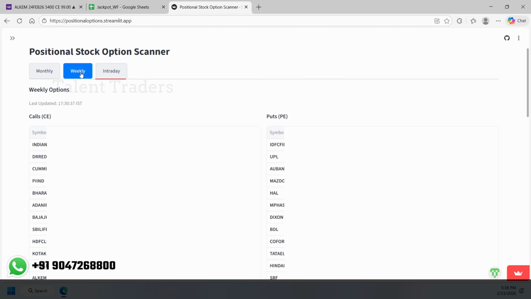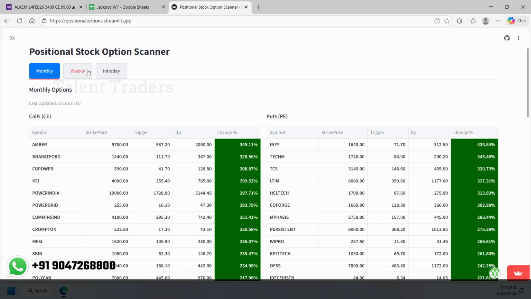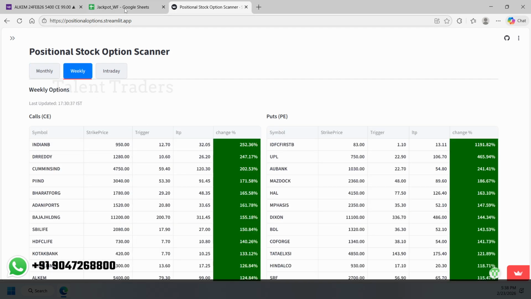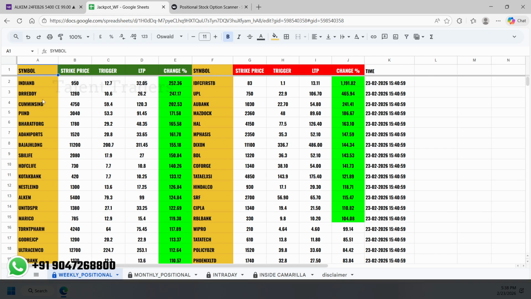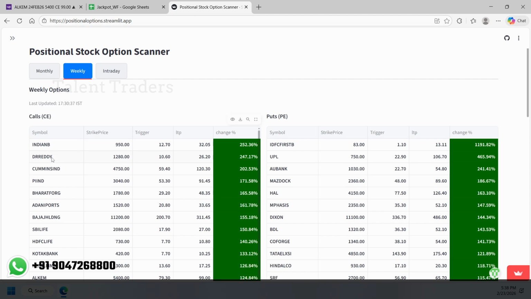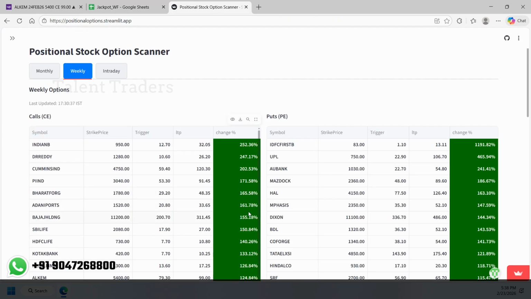And weekly works exactly based on our positional scanner, and monthly also works the same way. So there is no big difference between our Google Sheet and this one. If I check Indian Bank, Dr. Reddy, Cummins, PI Industries, it is the same. But at this time, this Google Sheet we are running from our end, while this positional scanner we will be providing you, and you can run it from your end.